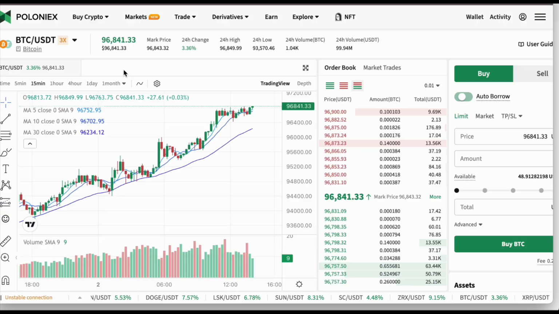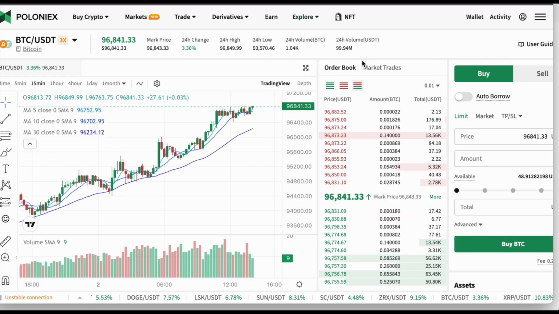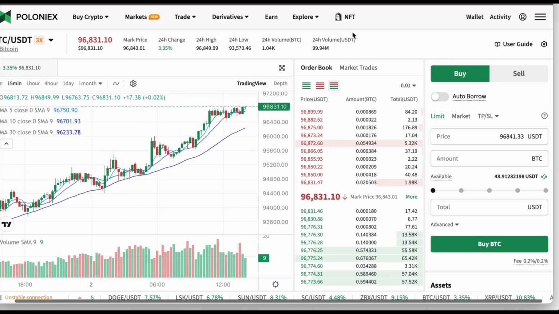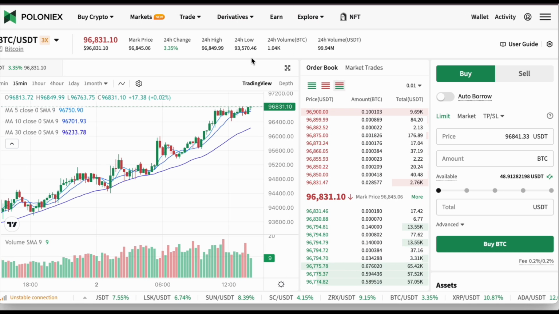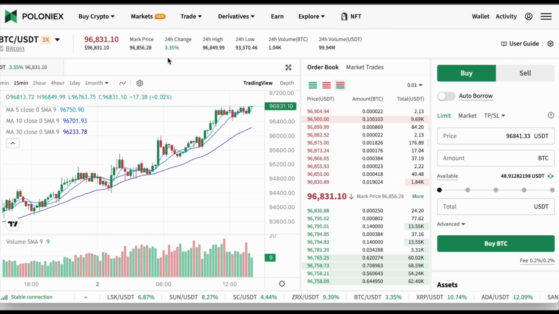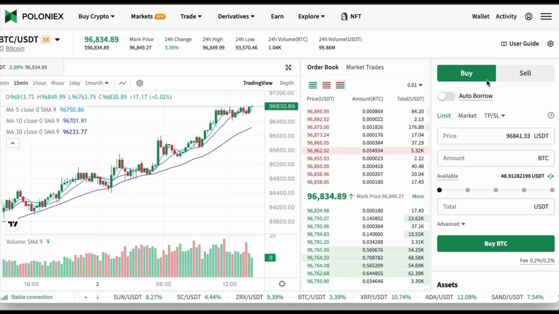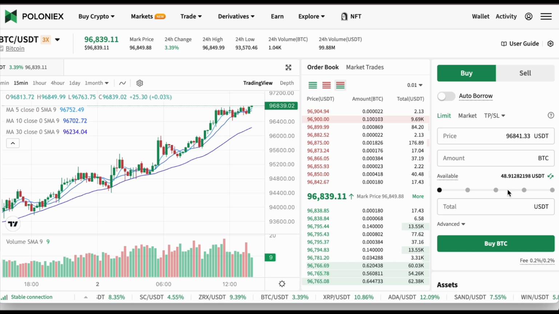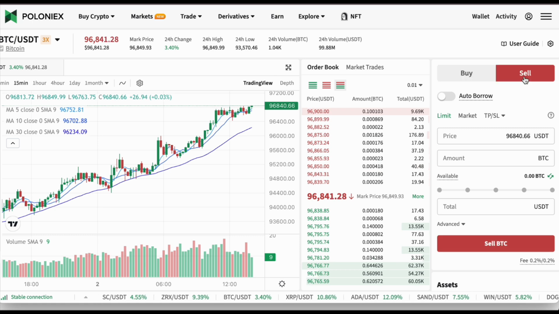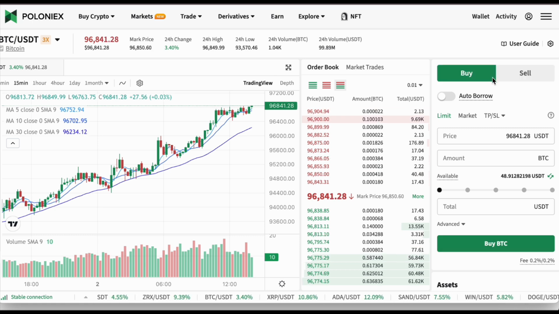So now this is the front. This is the trading pair. This is like your trading dashboard. On your right, you see the buy and sell.